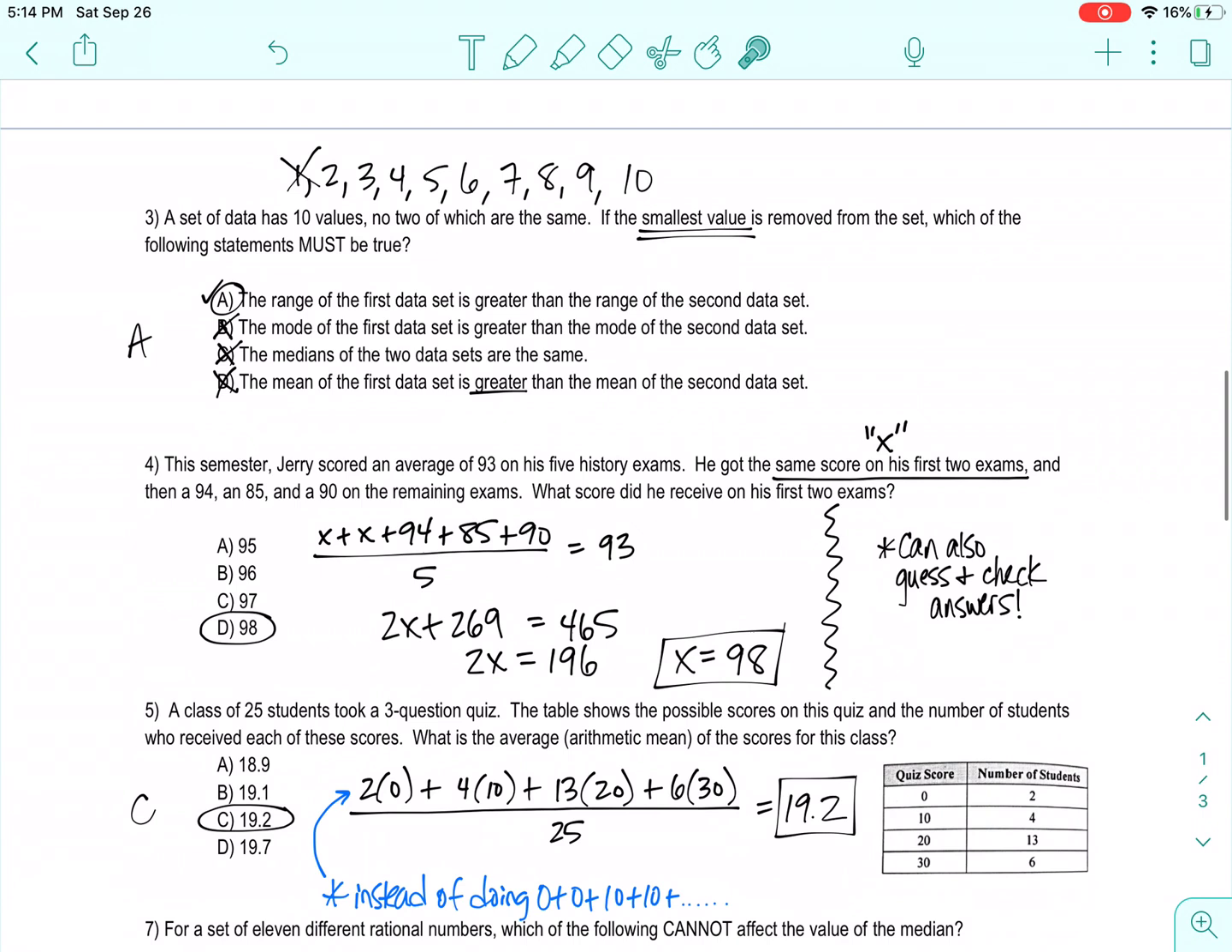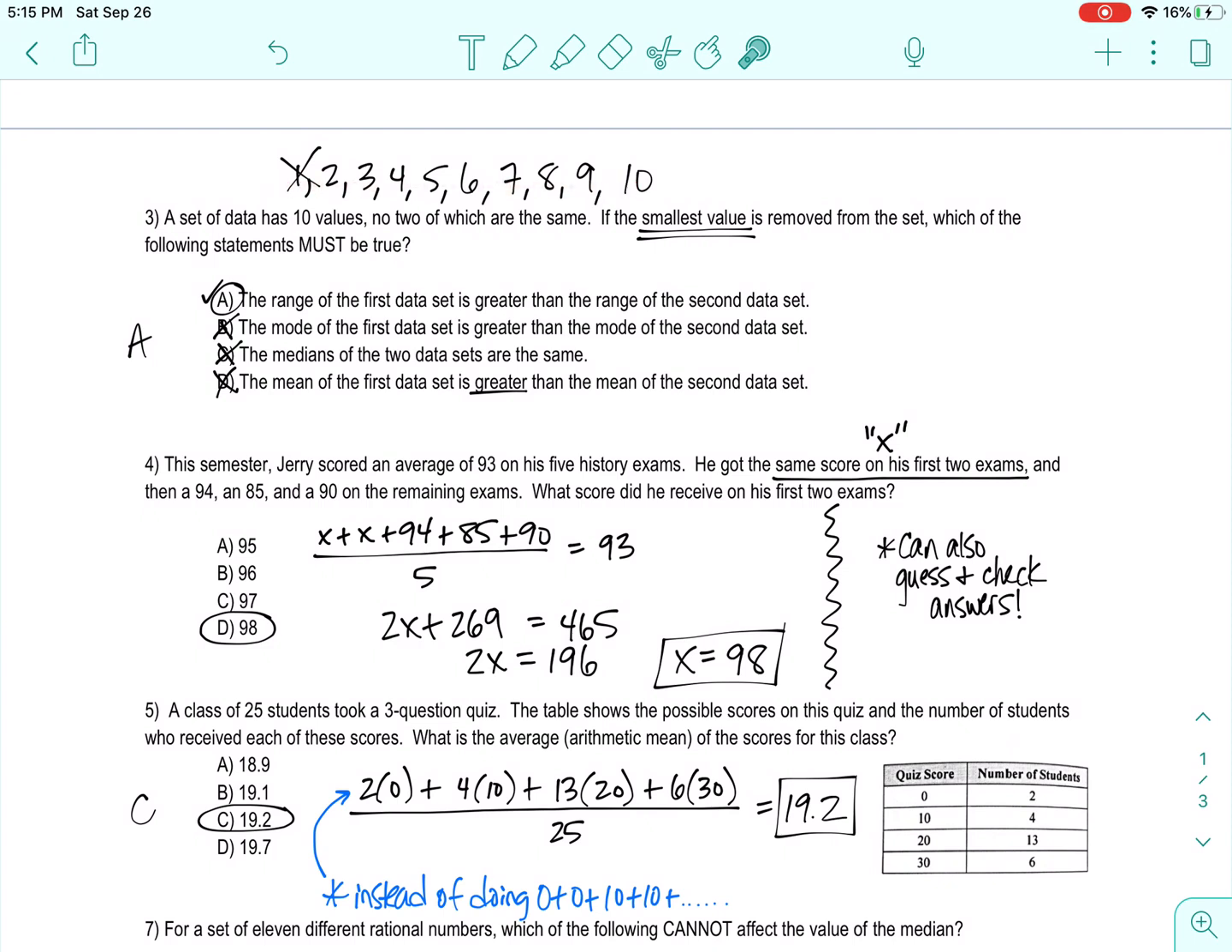Number 3, a set of data has 10 values, none of which are the same. I hate it when the SAT does this, but they give hypotheticals and they don't give you numbers to work with. So I made up my own numbers here. Test taking strategy: 10 numbers, none of which are the same, I just quickly wrote out 1 through 10. So I have a set of numbers to look at.